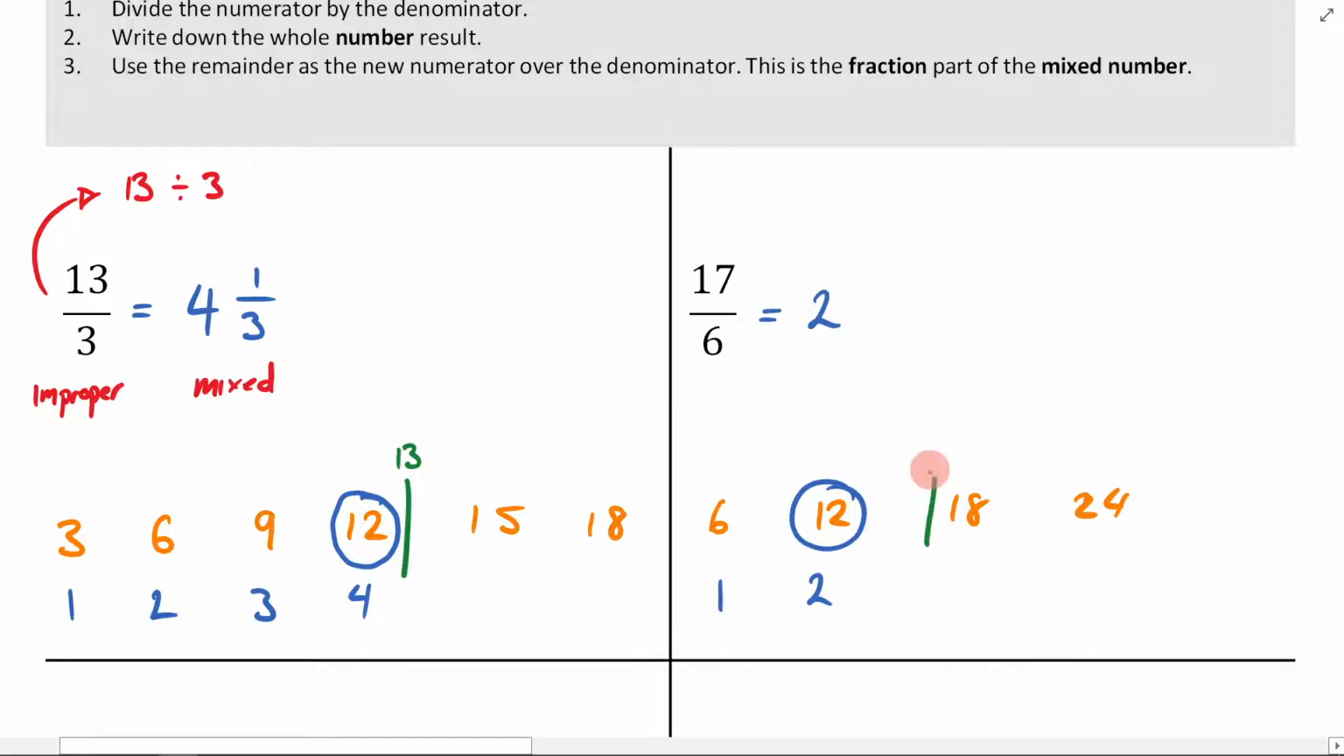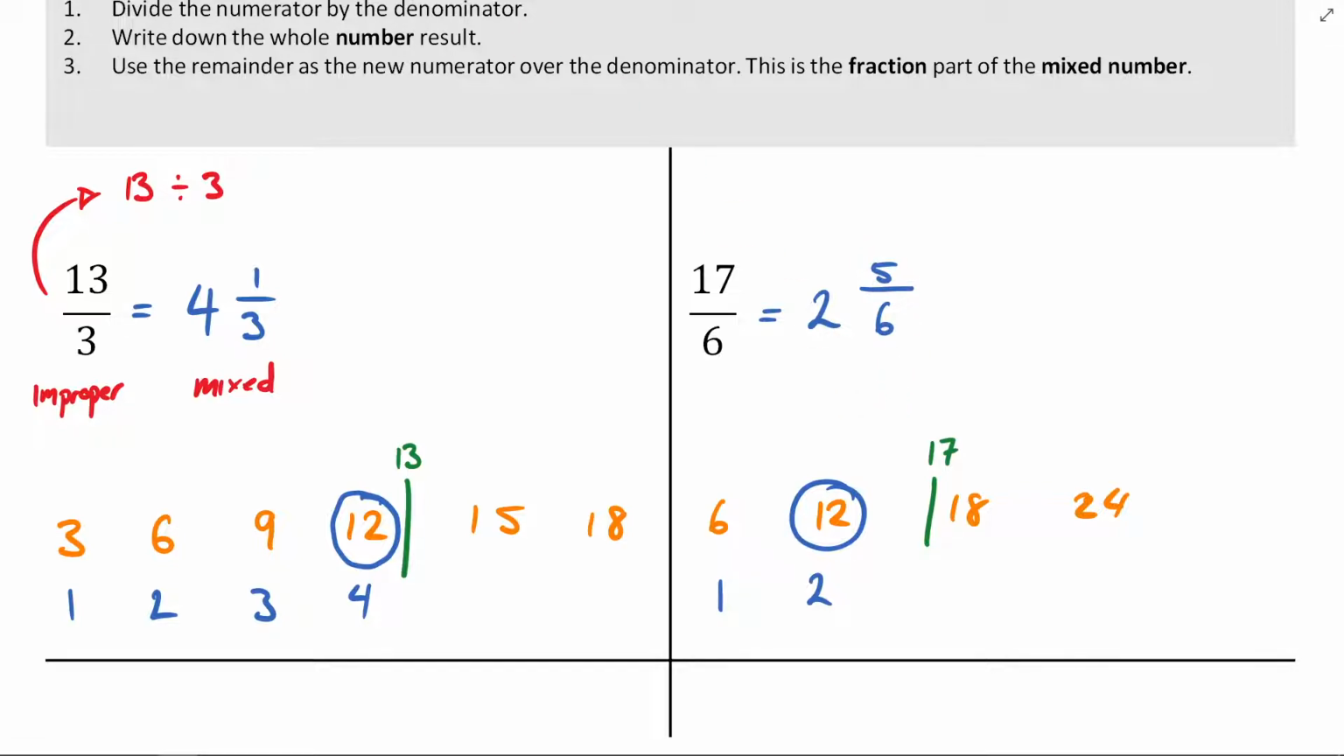17 is over here. So what's my remainder? Well, what's the difference between 12 and 17? Well, the difference there is 5. So that's going to be my remainder. So I'm going to have a remainder of 5. And then remember, your denominator is the denominator that you started with. So your answer here is going to be 2 and 5/6.